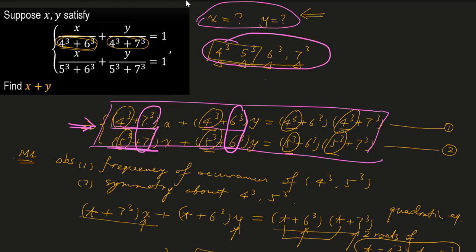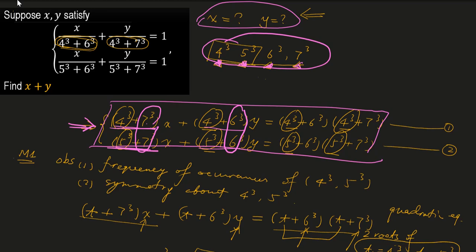In the first method, we are focusing on these four important components of this structure: 4 cubed, 5 cubed, 6 cubed, and 7 cubed. And we find that these two equations are symmetric about the first two components, 4 cubed and 5 cubed. Therefore, we successfully combine the two equations into one quadratic equation of a new variable t. And then the rest of the work will be straightforward. We apply Vieta's formula to solve this x plus y out of the coefficient of t.